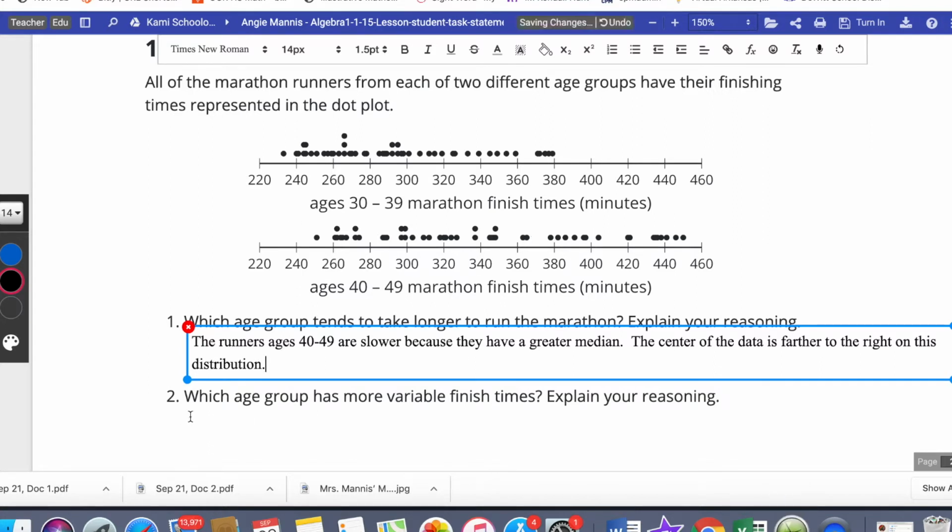All right, which age group has more variable finish times? Explain your reasoning. So which age group, remember variable or the variation is which one is more spread out? Which one has the higher standard deviation or higher interquartile range because it's more variable. So looking at this, 30 to 39 looks like it's more scrunched together, and 40 to 49 age group is more variable. It's more spread out.